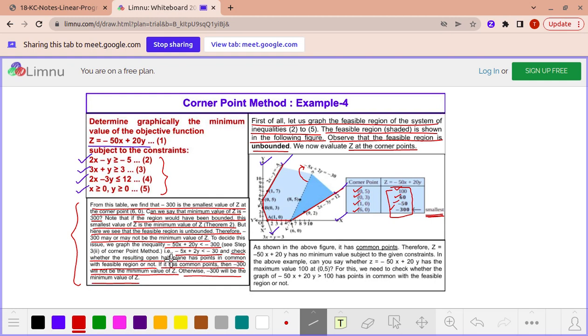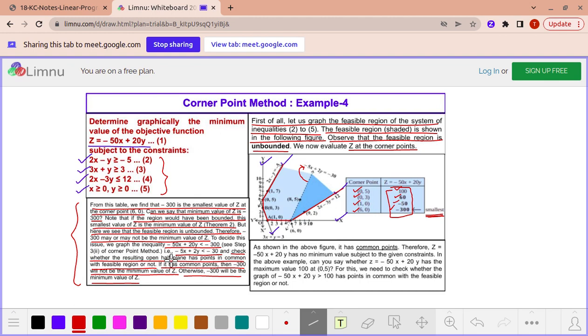What we need to check? We need to check whether the resulting open half plane, whatever we have found earlier, has a point in common with the feasible region or not. If it has a common point, then minus 300 is not the minimum value. It is the smallest value, but not the minimum value. Now if there is no common point, we see that minus 300 will be the minimum value.